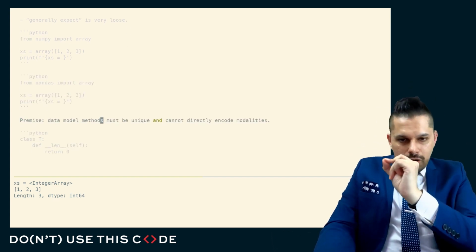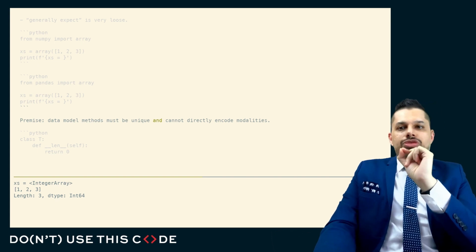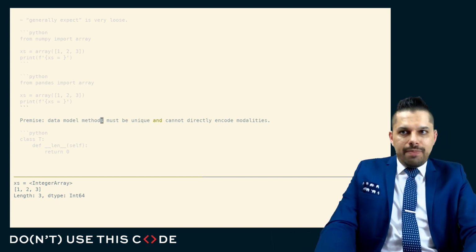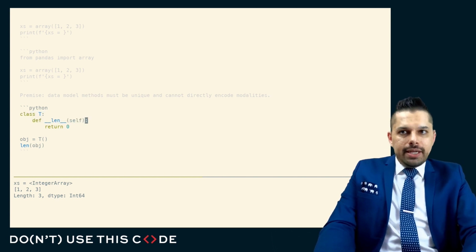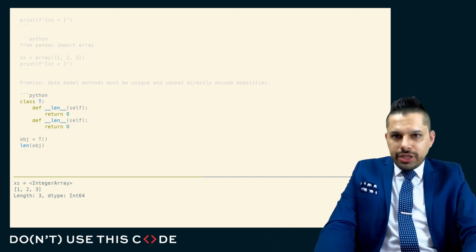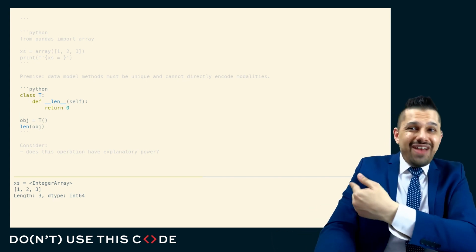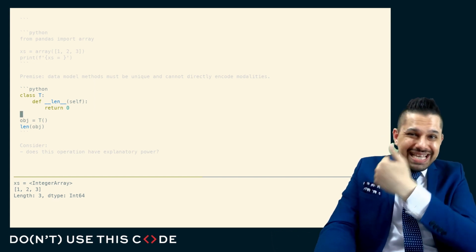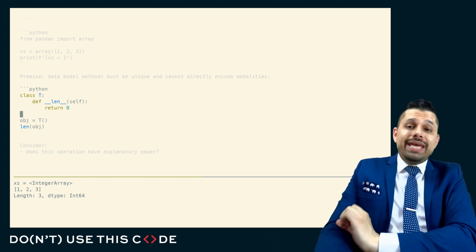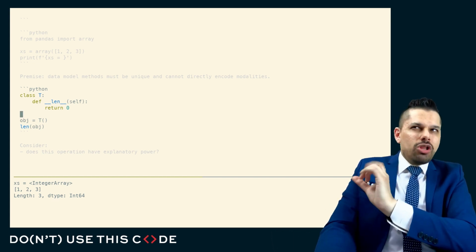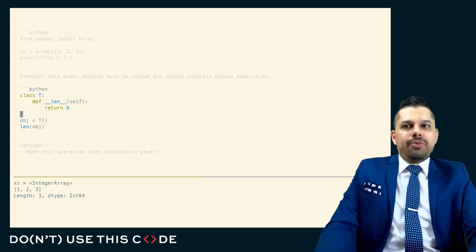Here's another premise. Data model methods must be unique, and they cannot encode modalities. So they have to be unique with no capacity for enabling modalities. Here's what I mean. When you write len on an object, this is the one unique way to implement len. You can't have len under one condition and len under another condition. We don't have C++ style overloading where you can pass in different arguments. In fact, for many of these data model methods, we can't even pass in any arguments at all. For all of the common ones, we can't even pass in modal parameters. We at most can pass in data parameters.